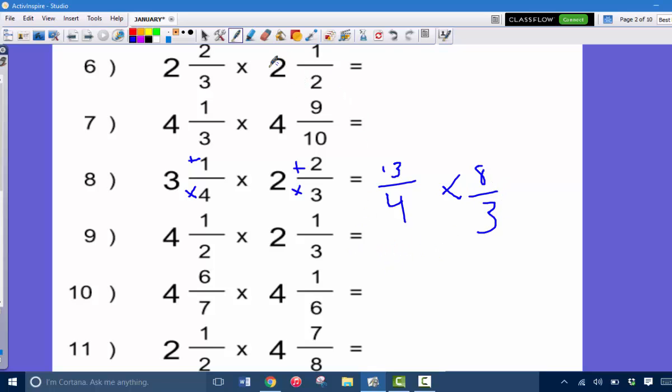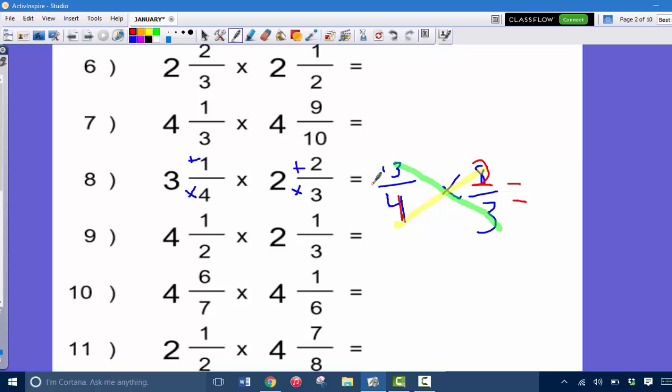Okay? So now I'm going to highlight, just like I did on the easy side. And then see if anything will reduce. 13 and a 3, not going to reduce. 4 and an 8 will reduce. 4 actually will go in 8. 4 will go into itself 1 time. 4 goes into 8 2 times. Now I can multiply straight across.